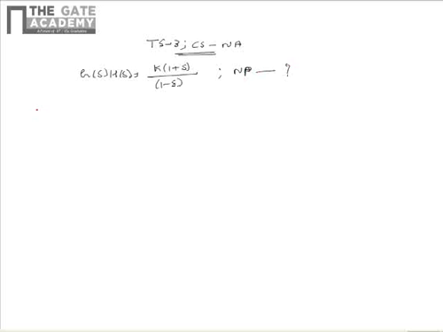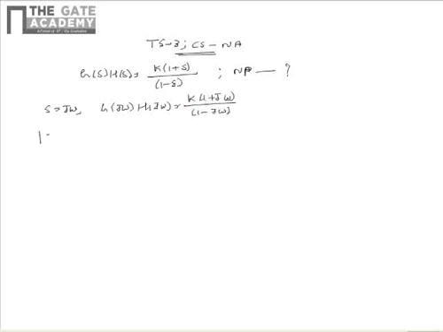From the given transfer function G(s)H(s), we see that upon substituting s = jω, G(jω)H(jω) = K(1 + jω)/(1 - jω).